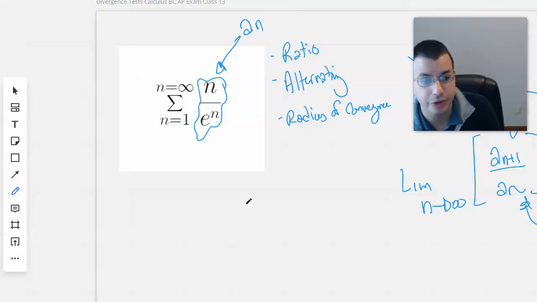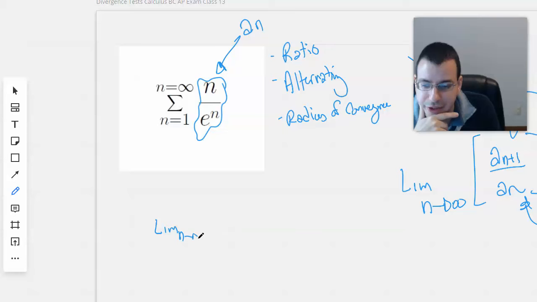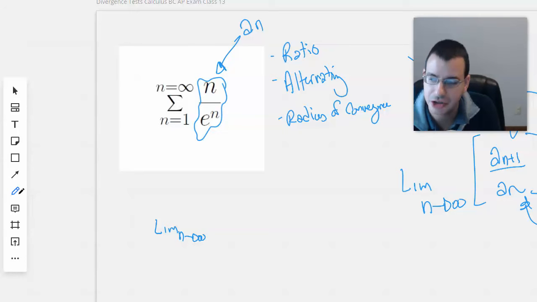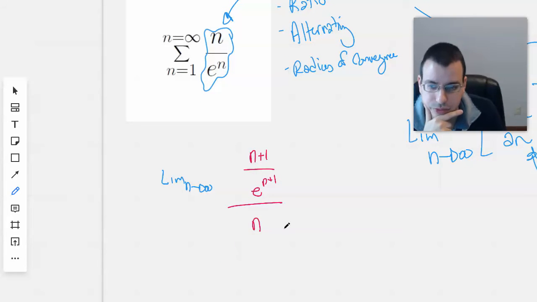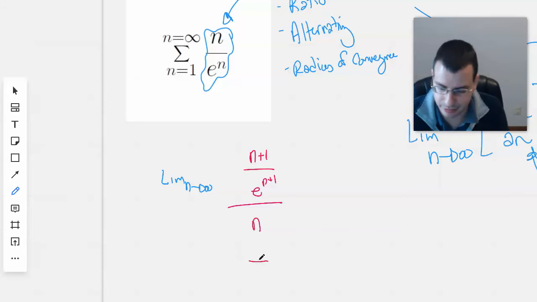Okay. So we're looking at a sub n plus 1. So start by writing the limit as n goes to infinity. I should change colors to differentiate. It's a good point. Thank you for reminding me. So we'll have n plus 1 over e to the n plus 1, over n over e to the n.